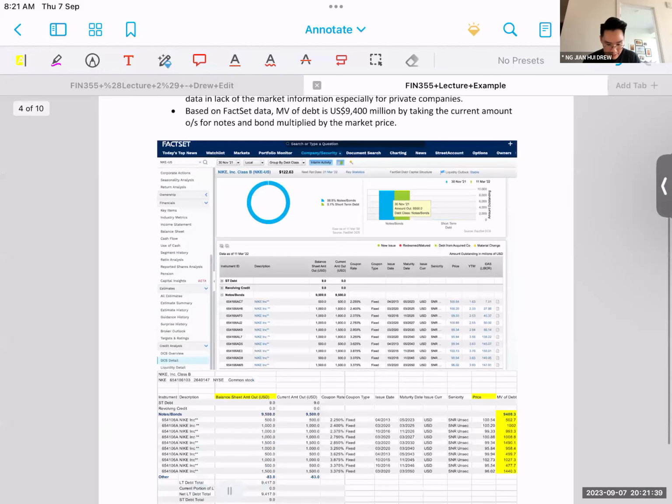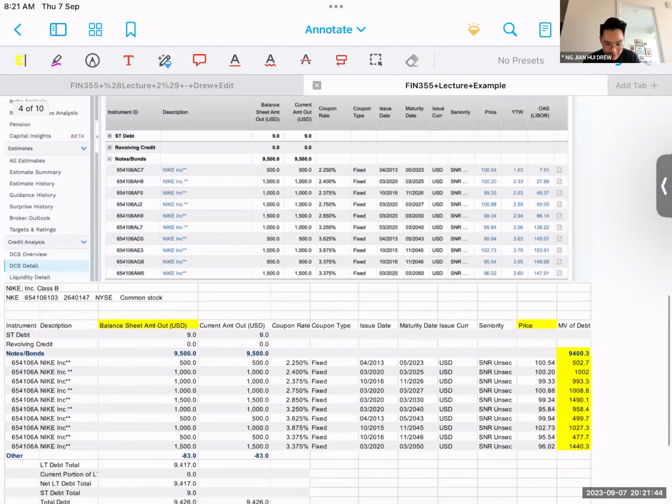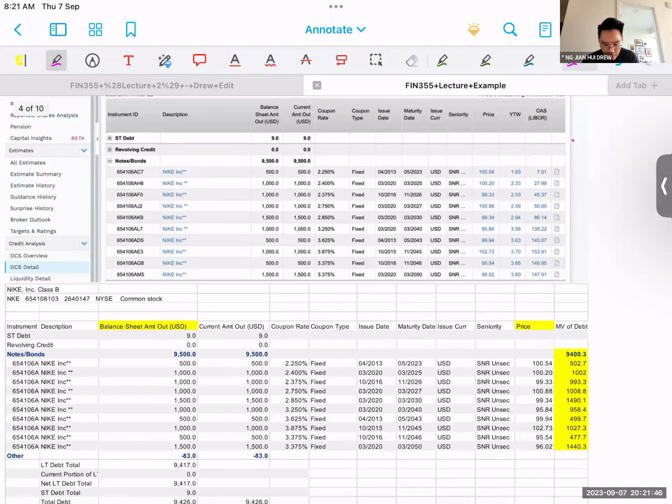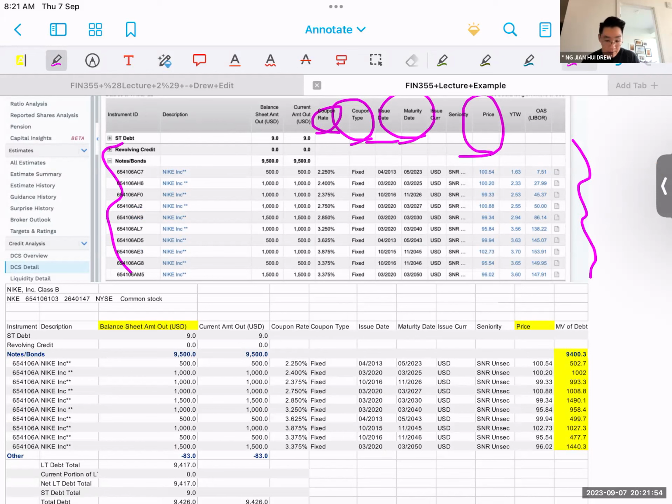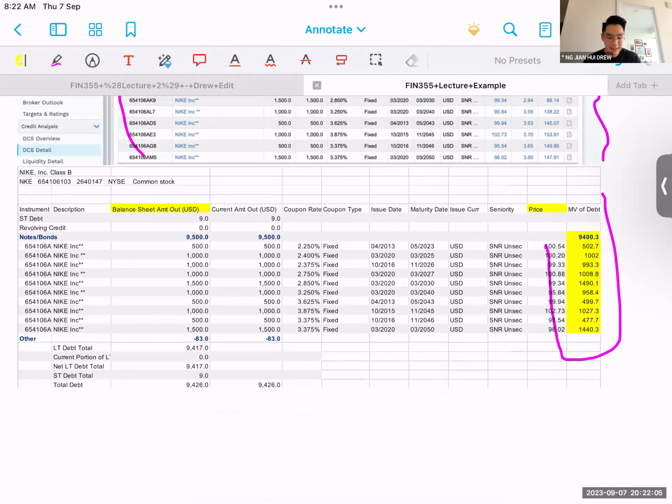So again, I highlight the importance of looking at this. For example, can you see this? This is what you can gather from FactSet: coupon rate, date of issue, maturity, price. So what you can gather here is the market value, and then you can calculate, sorry, let's go down, you can calculate what is the cost of that, right?